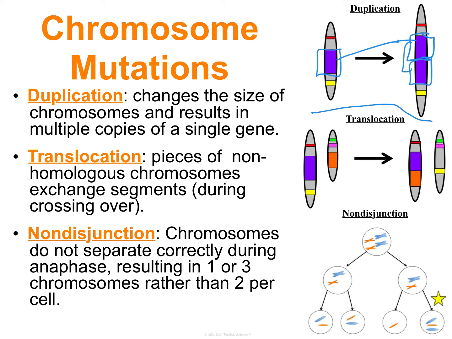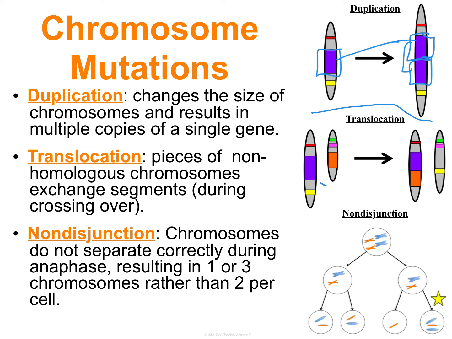We also have a translocation, and now this is a little weird, but that's when a piece of some non-homologous chromosome, a chromosome that isn't really supposed to match up or is not related to that particular chromosome, is basically exchanged during crossing over, when things are lining up during metaphase. You will just exchange pieces of itself.